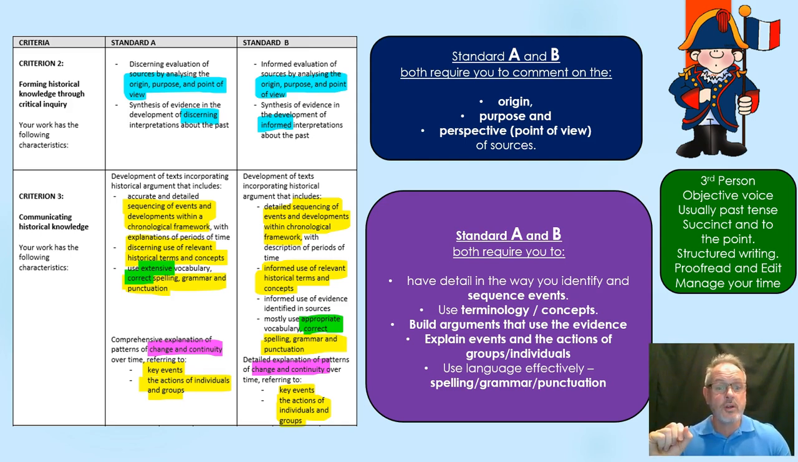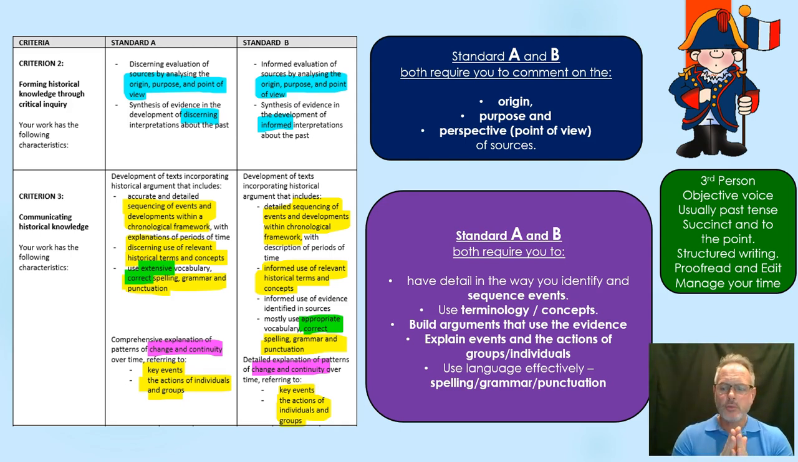perspective of sources. They spend quite a bit of time looking at developing a sense of chronology, putting events into the right order, saying what came before it, what came after it, trying to identify what remains the same and what's different over time, trying to identify key events, the actions of individuals or groups.